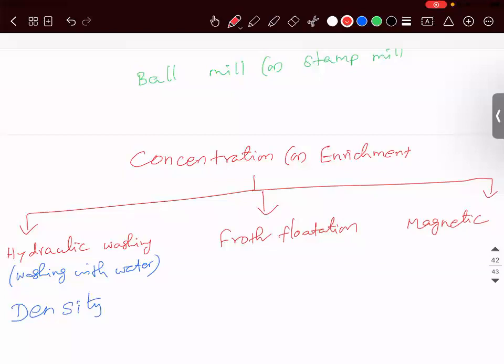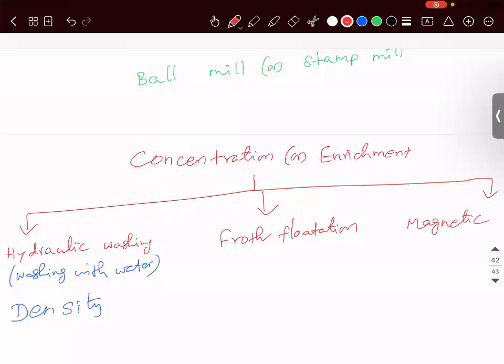How this husk gets separated from the rice: if we put it in water, it floats. If we put it in the rice like that, it floats up, correct? Then we filter it and the remaining we will get. So lesser density will float, more density will settle down. It's not 100% pure, but you can remove most of the unwanted things.